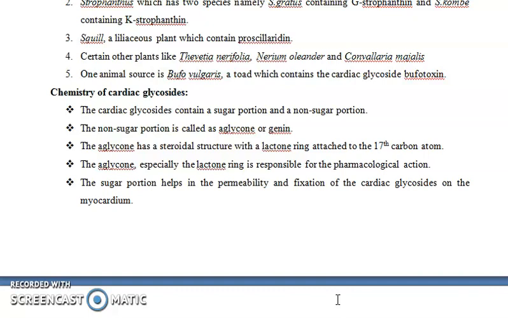Okay, come to the next, chemistry of cardiac glycosides. The cardiac glycosides contain a sugar portion and a non-sugar portion. The non-sugar portion is called aglycone or genin, and the aglycone has a steroidal structure with a lactone ring that is attached to the 17th carbon atom. And the aglycone, especially the lactone, is responsible for the pharmacological action. And the function of the sugar portion is that it helps in permeability and fixation of cardiac glycosides on the myocardium.